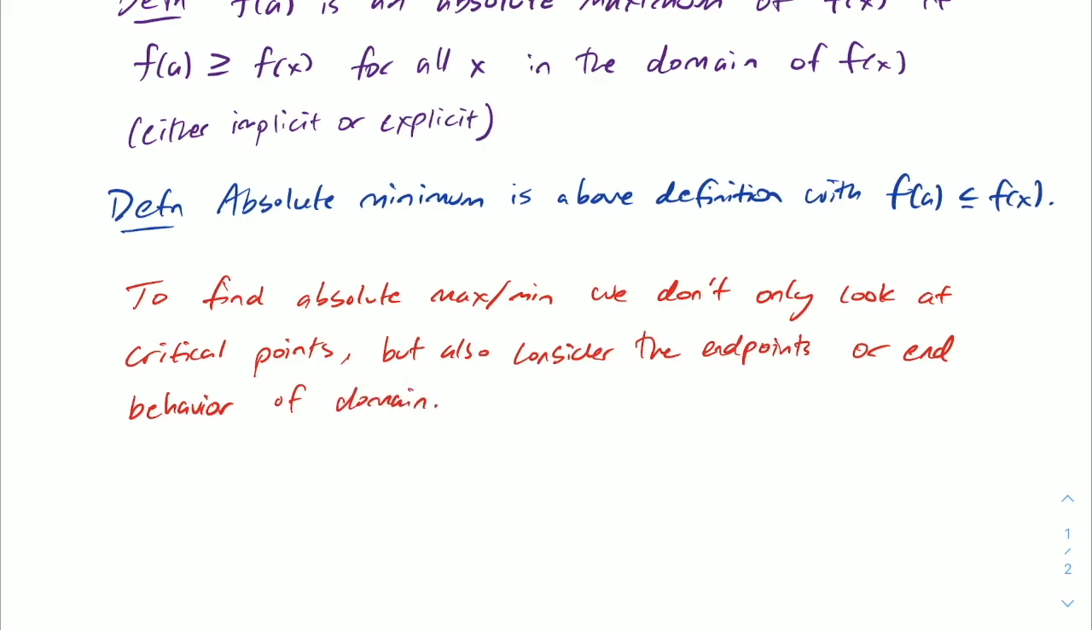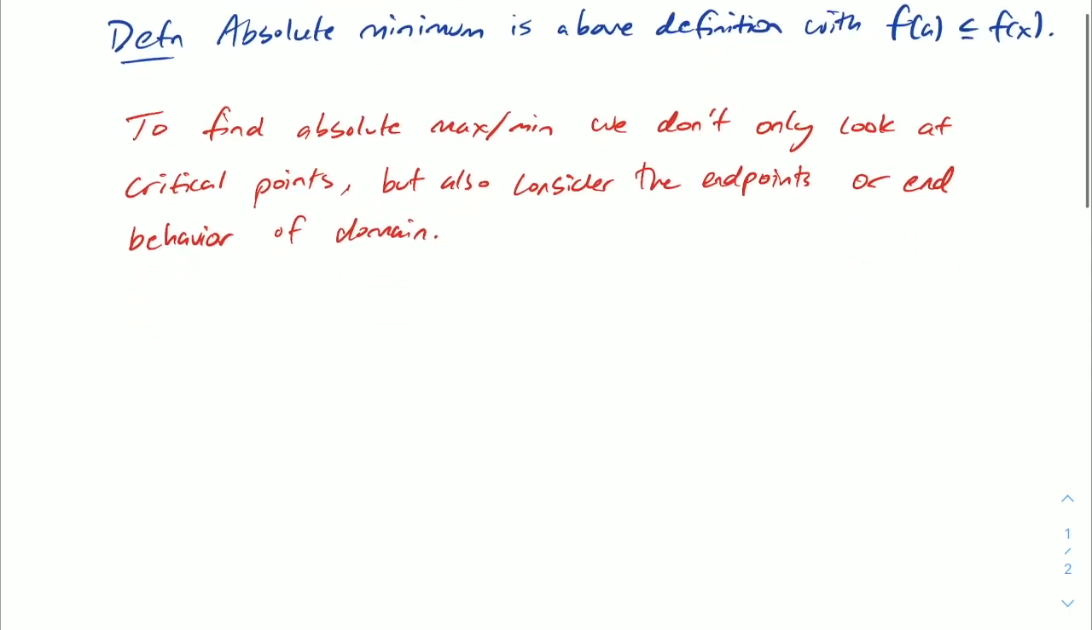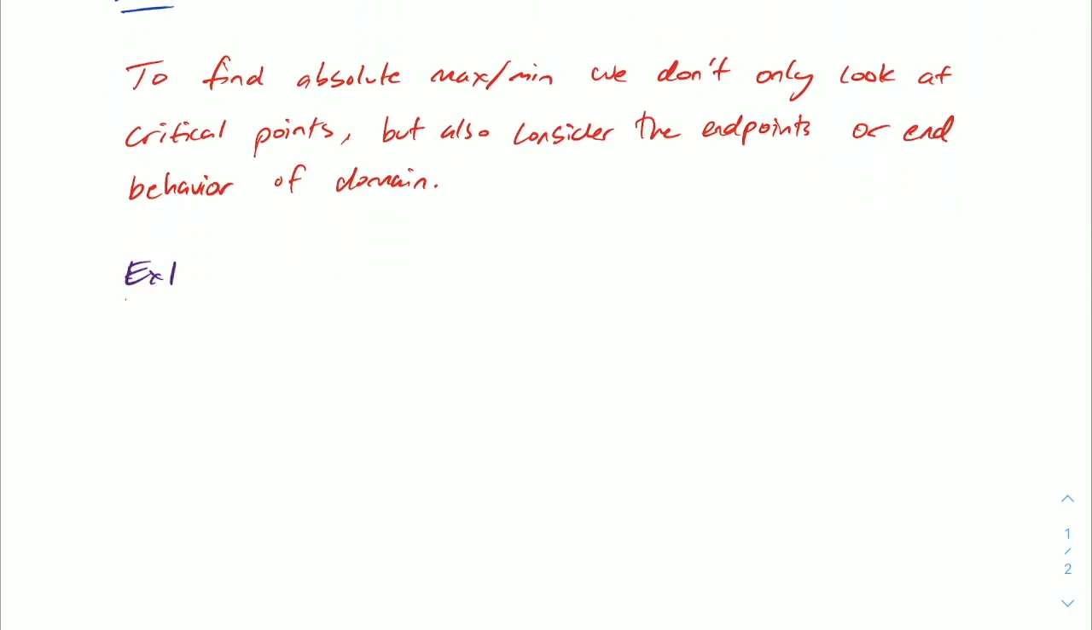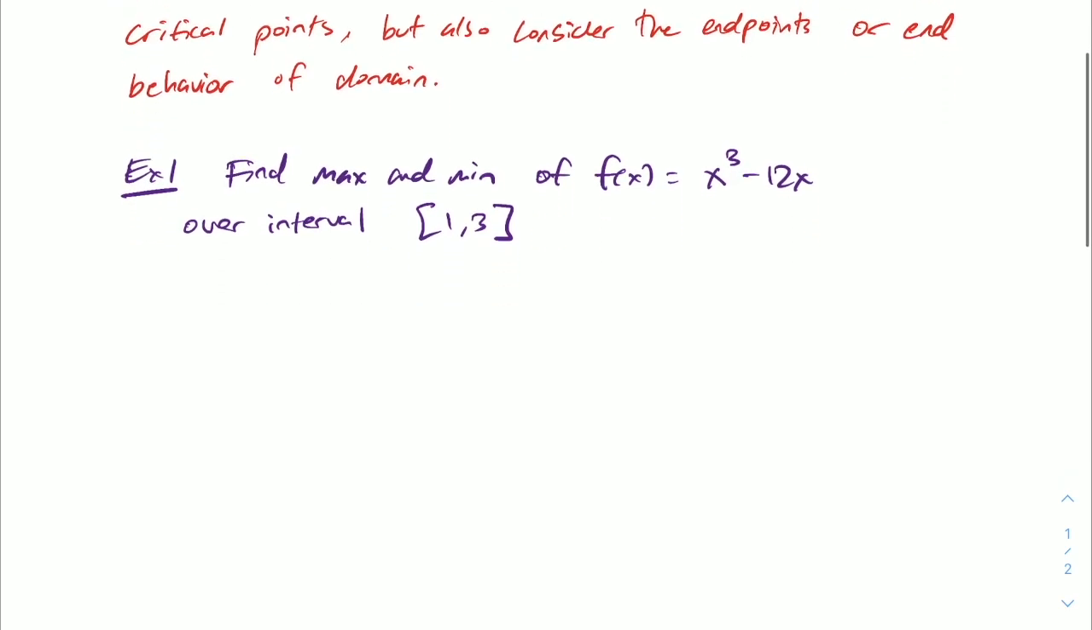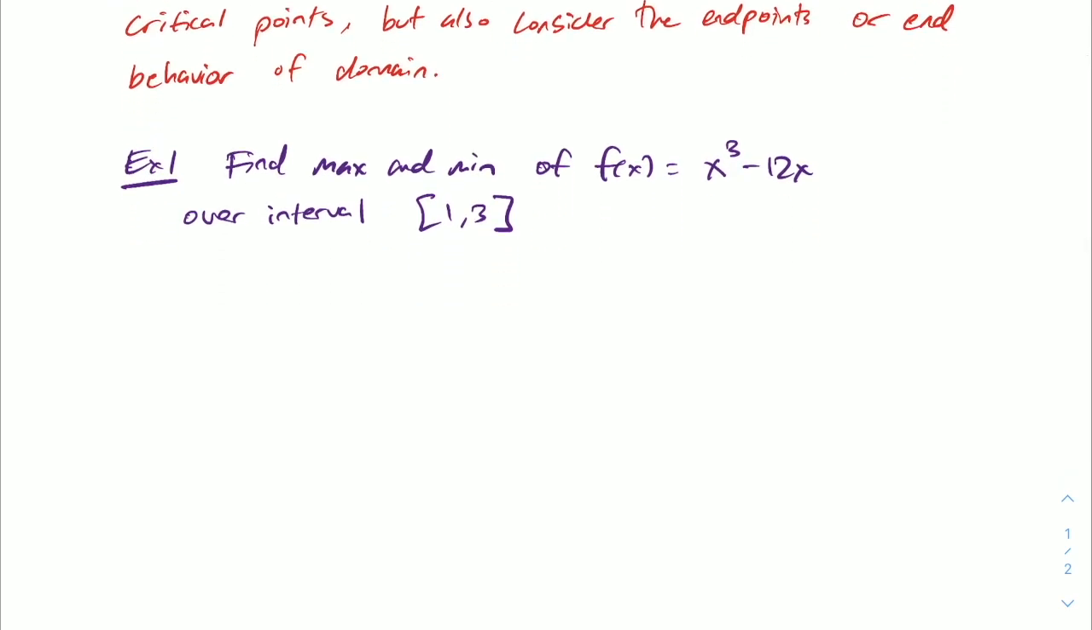All right, let's do an example. Call this example 1. So let's find the absolute max and min of the function x cubed minus 12x over the interval 1 to 3. So first thing we're going to do is take the derivative and set it equal to 0. That's going to give us our critical points.